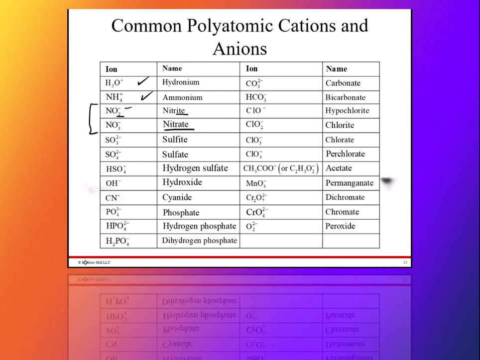So I just memorized this one and know that when I knock an oxygen off, it's nitrite. Same thing here. I memorized sulfate, SO4 2 negative, sulfate, ATE, and if I knock an oxygen off, it becomes sulfite.